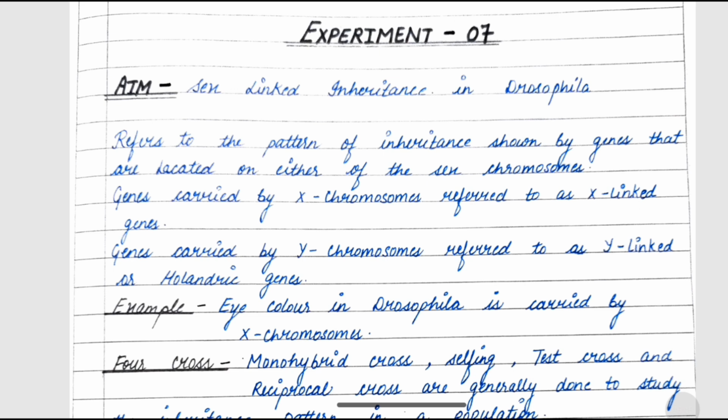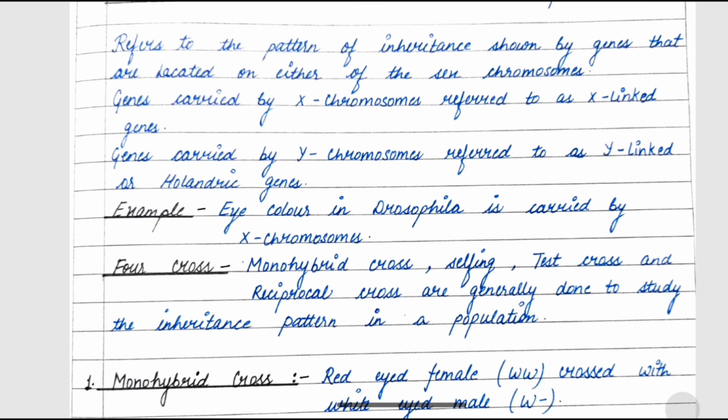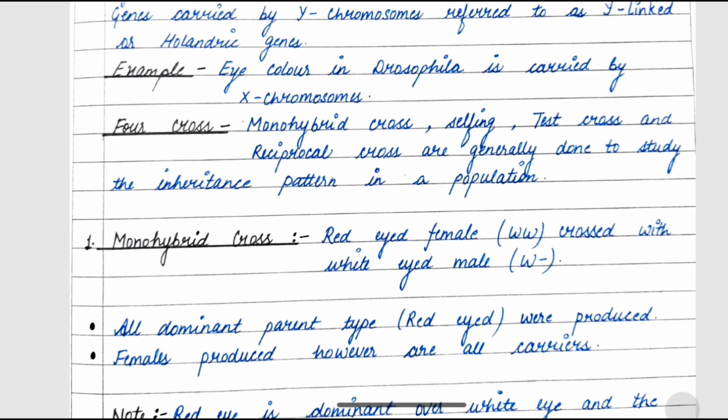sex-linked inheritance in Drosophila refers to the pattern of inheritance shown by genes that are located on either of the sex chromosomes. Genes carried by the X chromosome are referred to as X-linked genes. Genes carried by the Y chromosome are referred to as Y-linked genes. Example: eye color in Drosophila is carried by the X chromosome. Four crosses, monohybrid cross, selfing, test cross, and reciprocal cross, are generally done to study the inheritance pattern in a population.